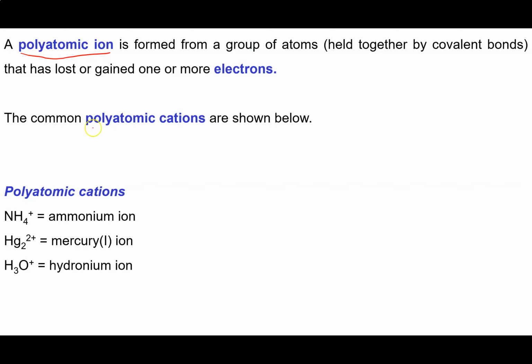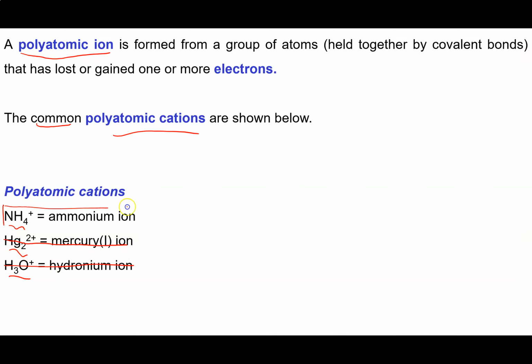There are a handful of common polyatomic cations, and these can substitute for metal cations in ionic compounds. The common polyatomic cations are the ammonium ion, the mercury(I) ion, and the hydronium ion. In Chemistry 139, we probably won't see these last two.